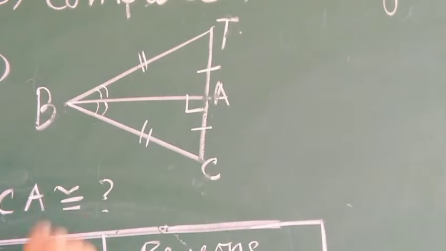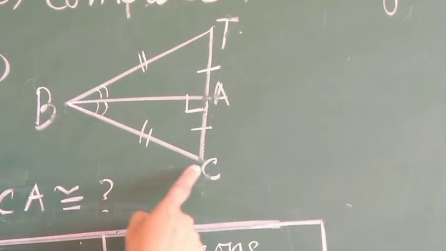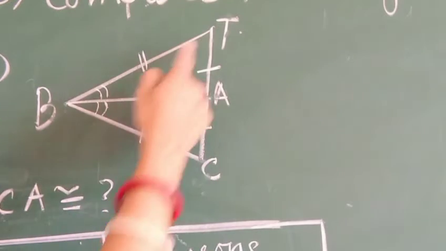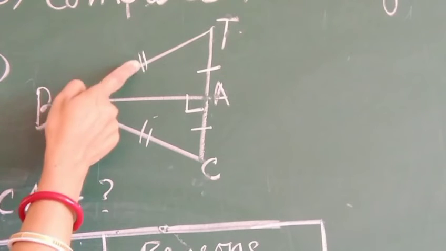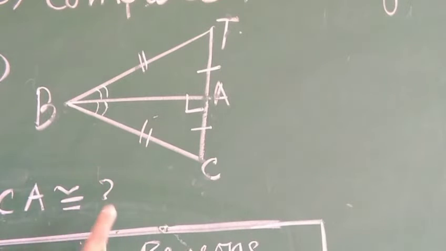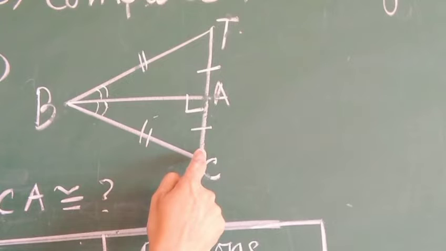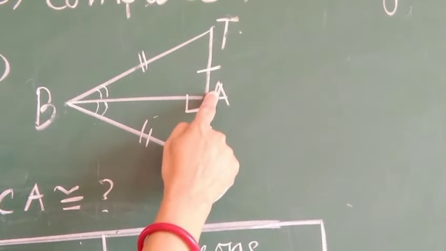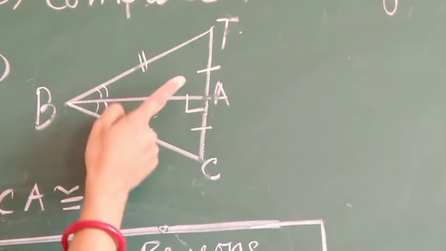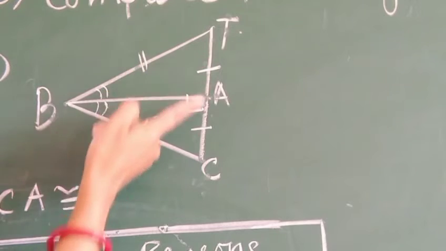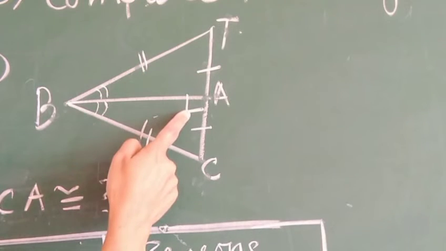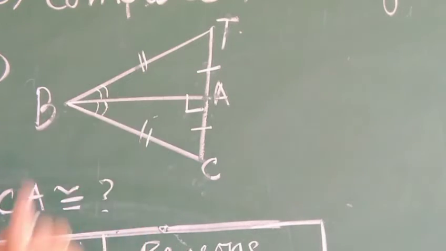BCA with which side? I can see that BC is the same as BT because of this sign. BC is equal to BT. Now we can see that CA is equal to TA because this sign also shows they are equal, and this angle is equal to 90 degrees. We can use RHS also.